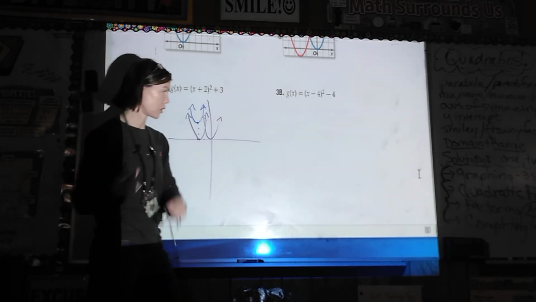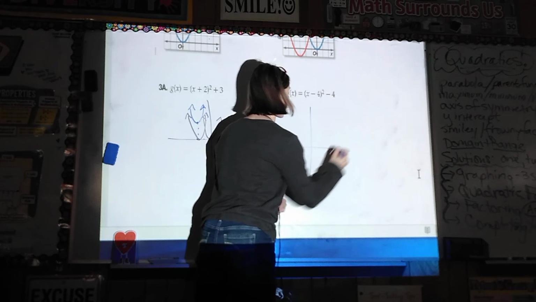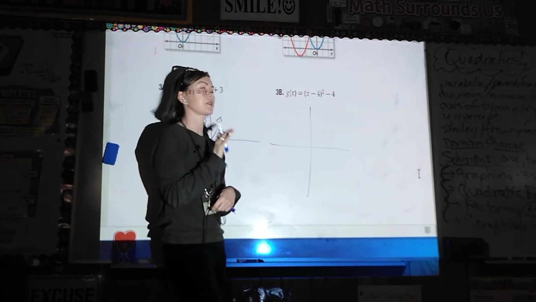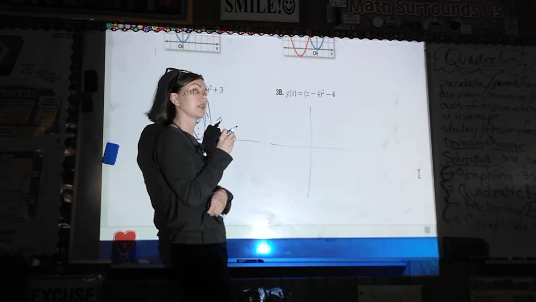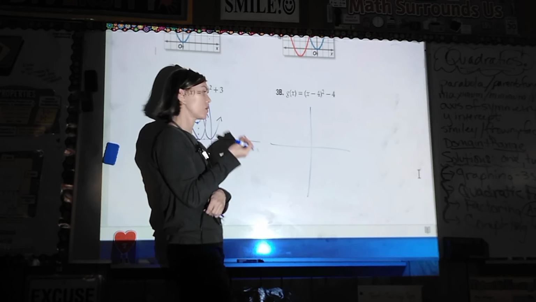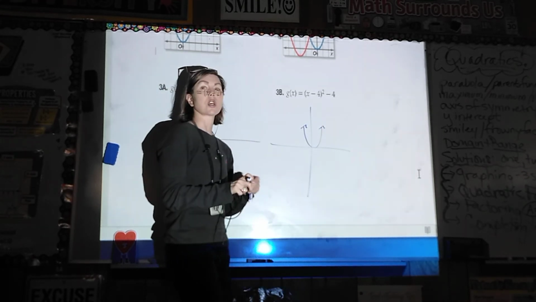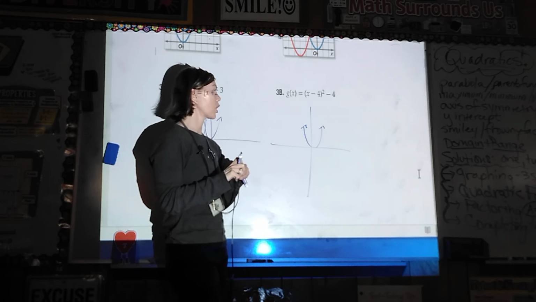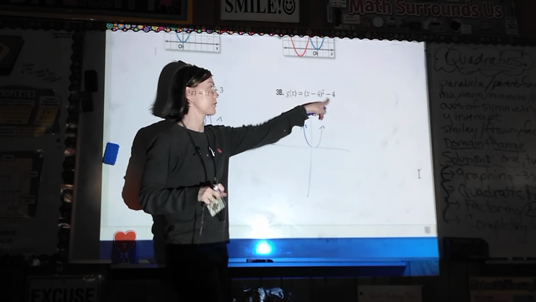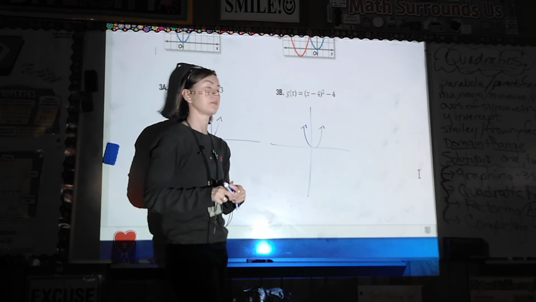And let's do the last one. Okay? You guys, in your assignment, it's going to say graph, but you don't have to. I just want you to tell me what is happening to the original parent function. Here's our original again. So, Morgan, what's happening to our original parent function here? What and then what?